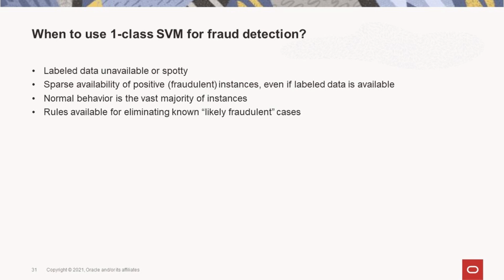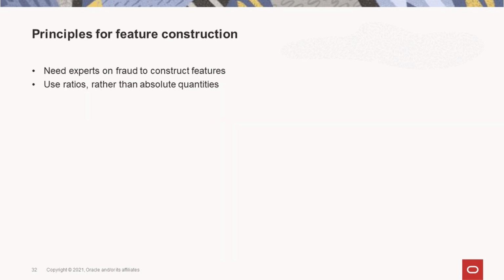Normal behavior should be the vast majority of instances, so you should be sure about this one. The last one is not a must-have. You can do all this without having rules. All you have to do is skip that part about filtering by rules. But if you do have them, then during training you should eliminate the likely fraudulent cases. Principles of feature construction, as we said: you need experts to help you with this. This does require domain expertise. Use ratios, that's likely to work better than absolute quantities.